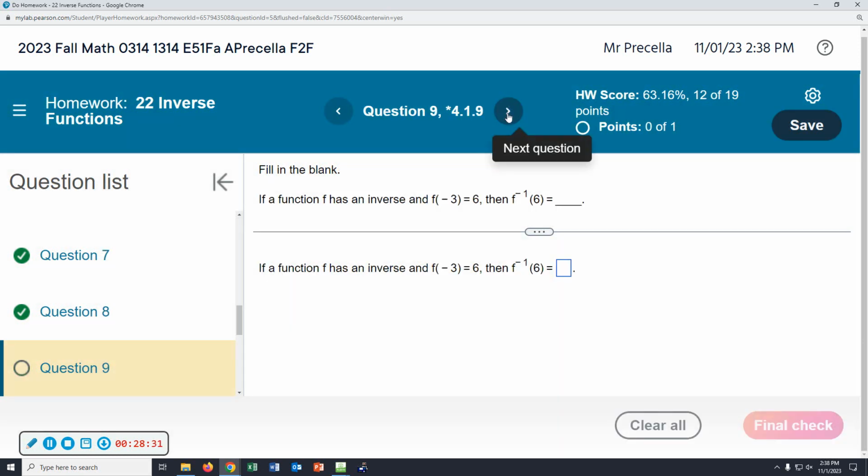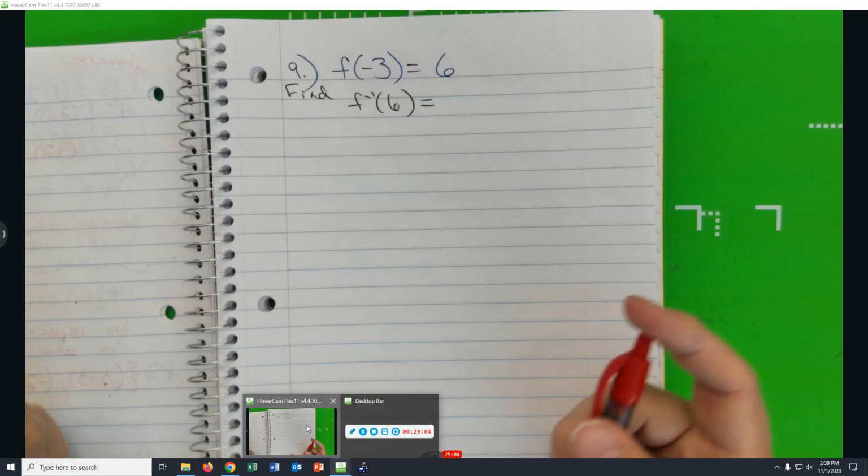Okay, if a function f has an inverse, and by that they mean it has an inverse that's a function, and f of -3 is equal to 6. Hold on, let me write this down. F of -3 is equal to 6. They want us to find f inverse of 6. What do y'all think? Easy or hard?